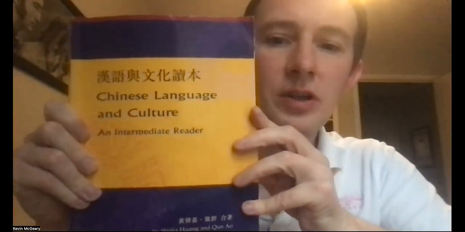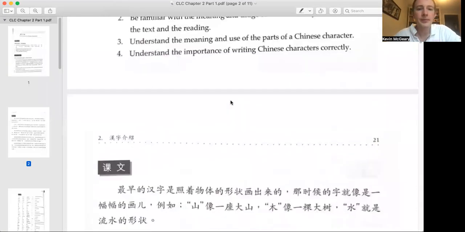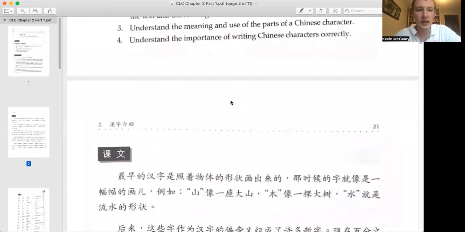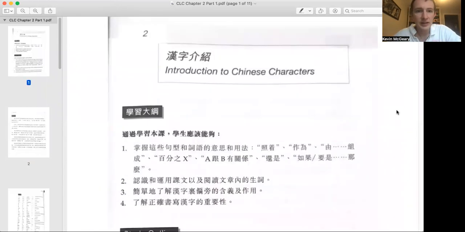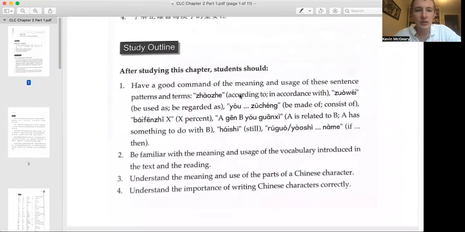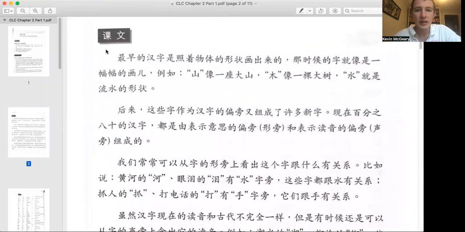This will be from page 21 of this book, Chinese Language and Culture, an Intermediate Reader. This lesson will be a very brief one for intermediate readers, and it is an introduction to the writing system and its origins. So, here we go. And there will be comprehension questions at the end. The chapter is titled 汉字介绍, introducing characters. I'll just read each paragraph one by one and we will look at the comprehension questions.